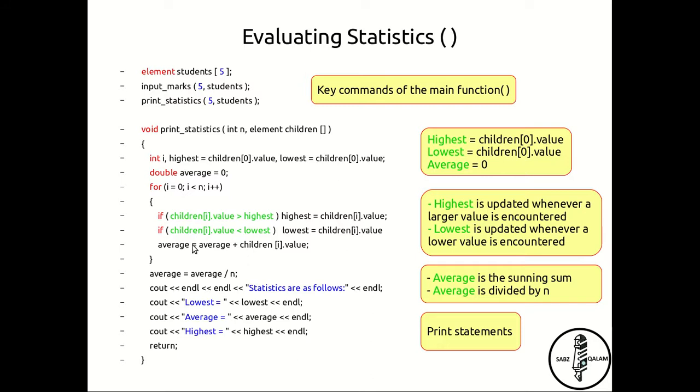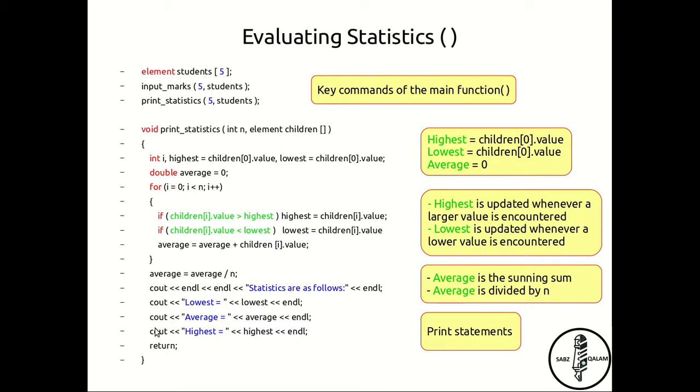But we know the average is not the running sum. So we divide this running sum, or the total of all the marks, by n, that is the number of students or the number of children in class. Now we have the average.